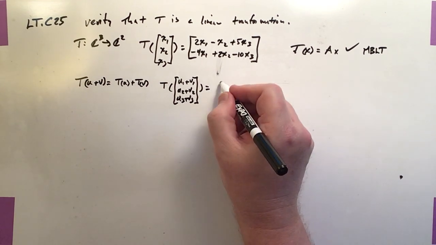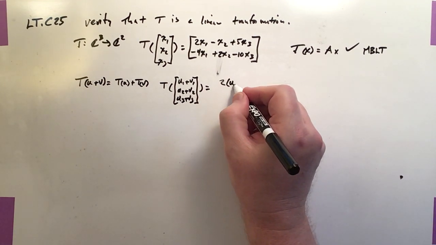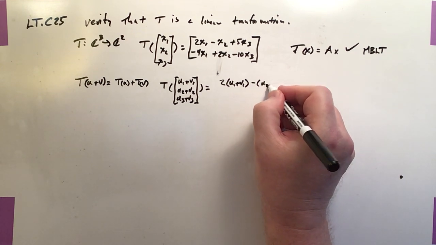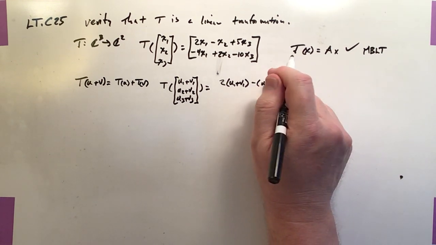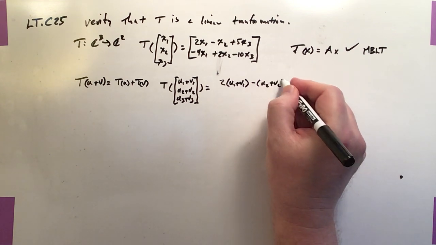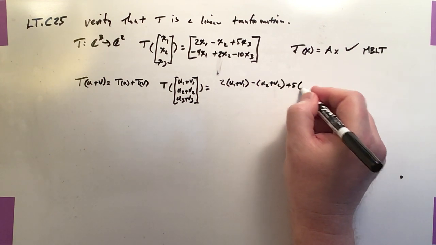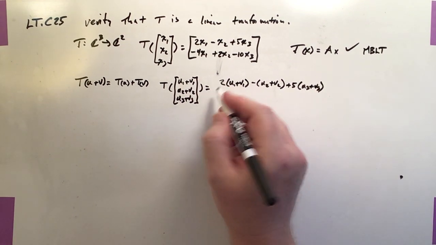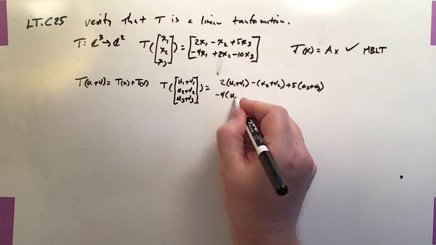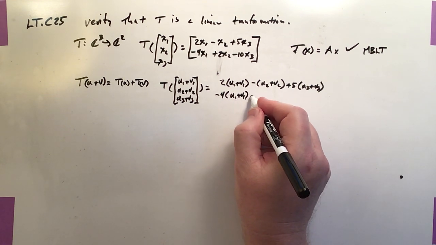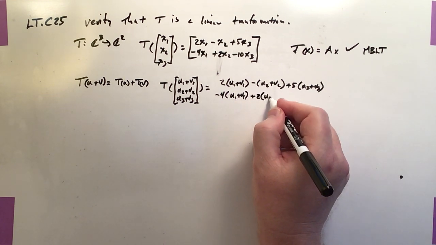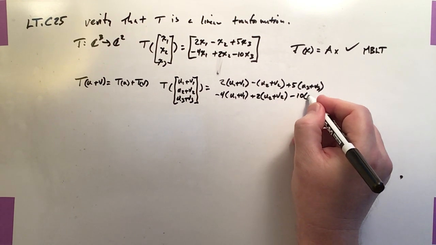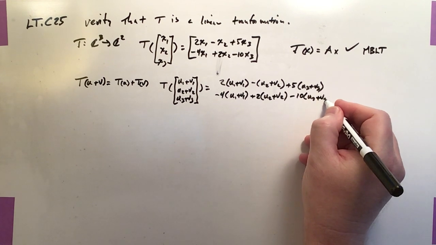So this is what that looks like. That's going to be 2 times the quantity (u1 + v1), minus the quantity (u2 + v2), plus 5 times (u3 + v3). And then the second row is going to be minus 4 times (u1 + v1), plus 2 times (u2 + v2), and then finally minus 10 times (u3 + v3).